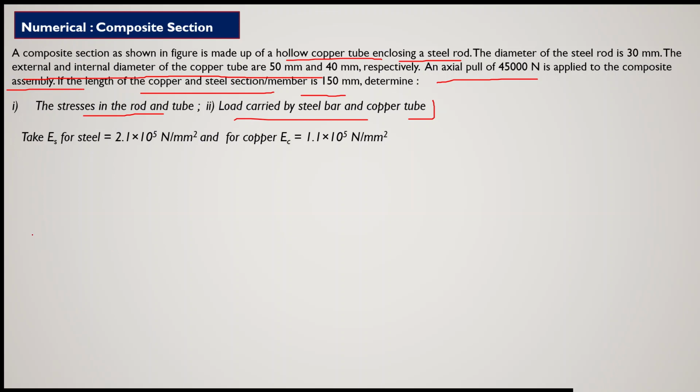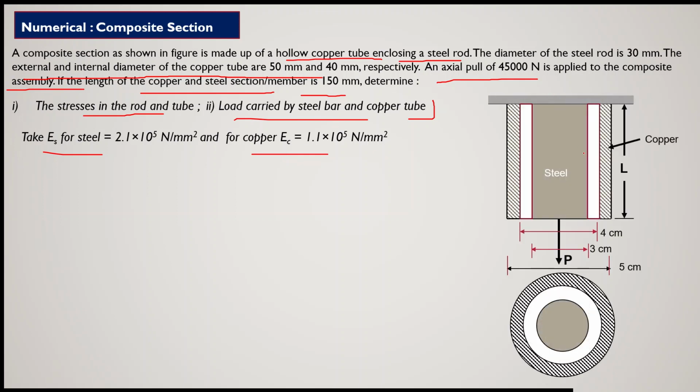It is given that the modulus of elasticity for steel is 2.1 into 10 raised to power 5 Newton per millimeter square, and similarly for copper it is 1.1 into 10 raised to power 5 Newton per millimeter square. So we have to find out, first of all, the stresses in steel as well as copper. Second is the load carried by steel as well as copper.